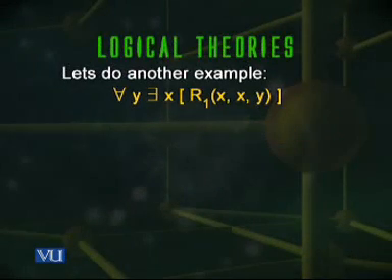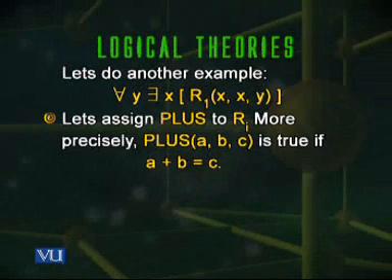Here we have a sentence which says for all y there exists x, R1 of x, x, y. That is our sentence. It has only one relation symbol. This sentence is going to be true or false depending on what model we are talking about. So what we want to do is look at in what models this sentence is true and what models this sentence is false.